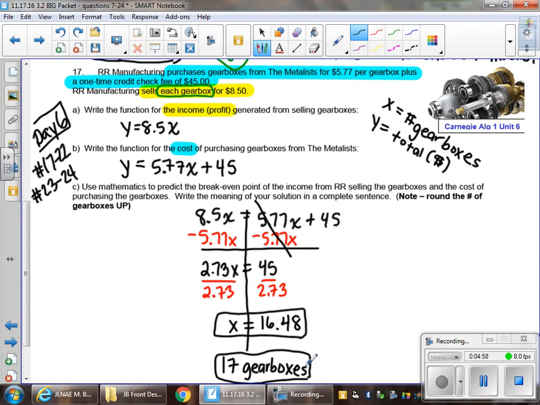We have found the break-even value, and let's go check to see if we need to answer anything else. It said use math to predict the break-even point and the cost. So we found how many gearboxes they need to sell, but we actually also need to go find that cost. To do that, we can substitute into either equation. I choose to use the first one. You could use the second. That's fine. So 8.5 times 17, I get 144.50.